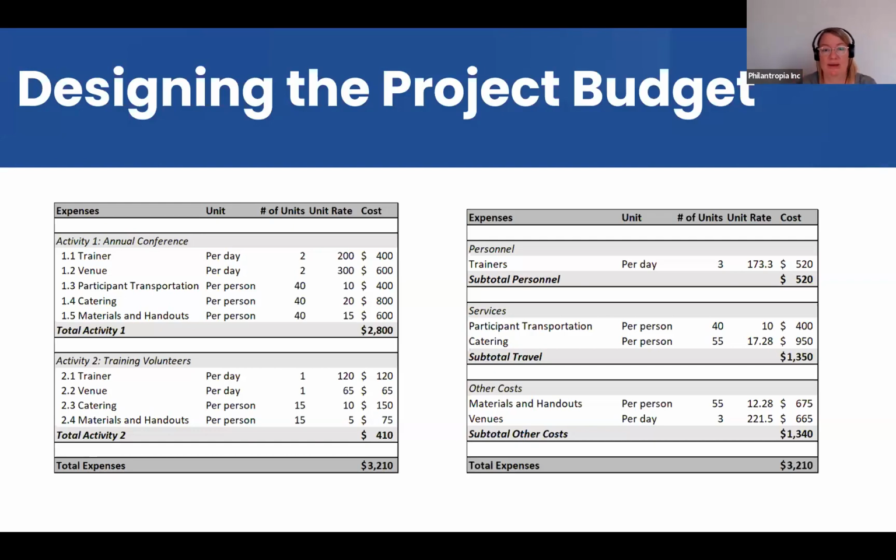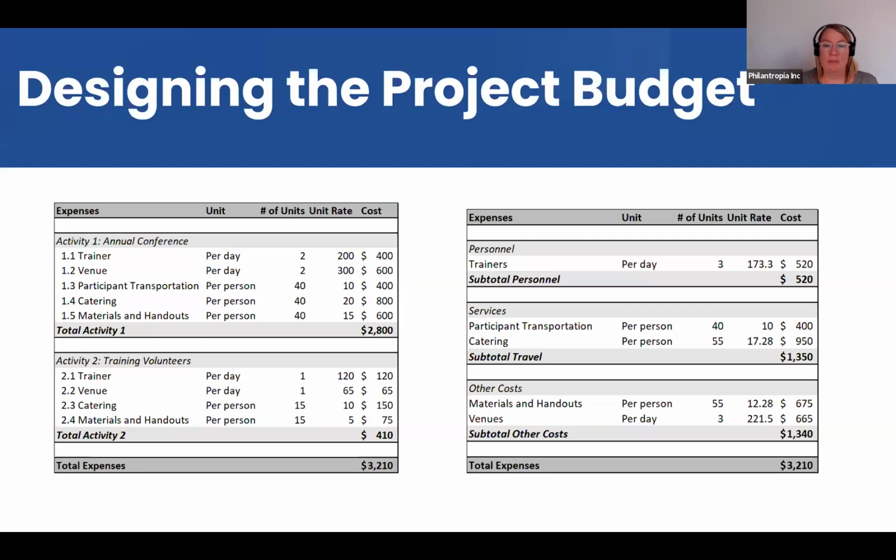If you organize your budget by line item, it means that you lump together all the same kinds of cost. So here you see at the right side, you have personnel cost. In this case, it's just trainer. You have services, transportation lumped together, catering lumped together, and other costs, which is venue and handout. So you have to combine all those numbers. And I think the reason behind that is oftentimes donors have specific budgets for specific kinds of costs, especially if it's personnel, because they always look at that in a different light. And they just want to know how the distribution is within your project.